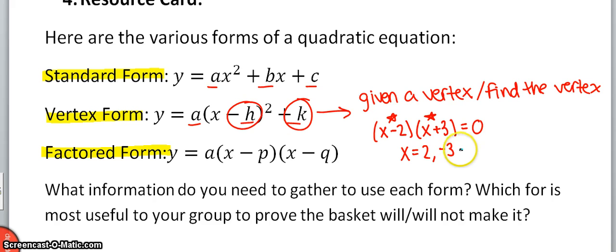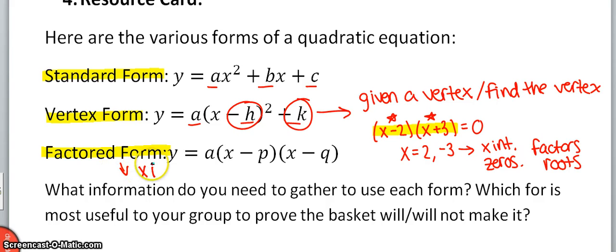Okay, these values told us our x values or x-intercepts, or another word for that is zeros, or another word for that is factors. Actually, I guess there's one more word, that would be roots. So factored form is kind of like this equation. Okay, factored form is really useful to give you your x-intercepts.